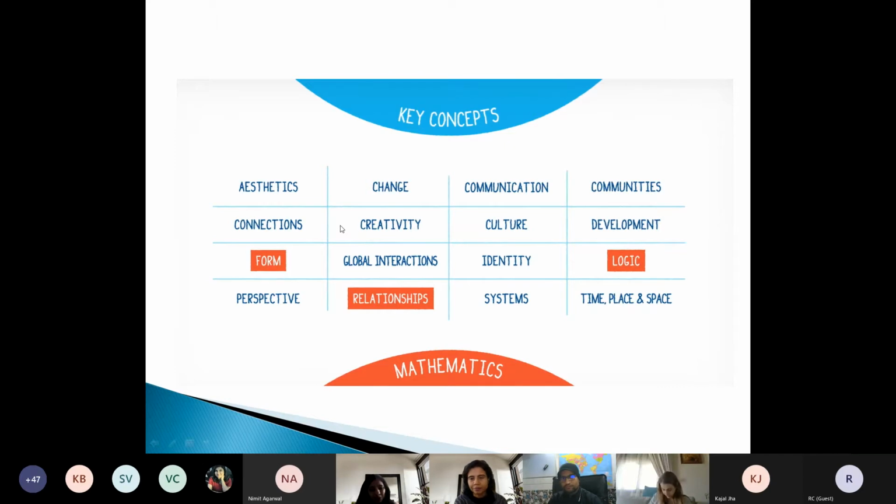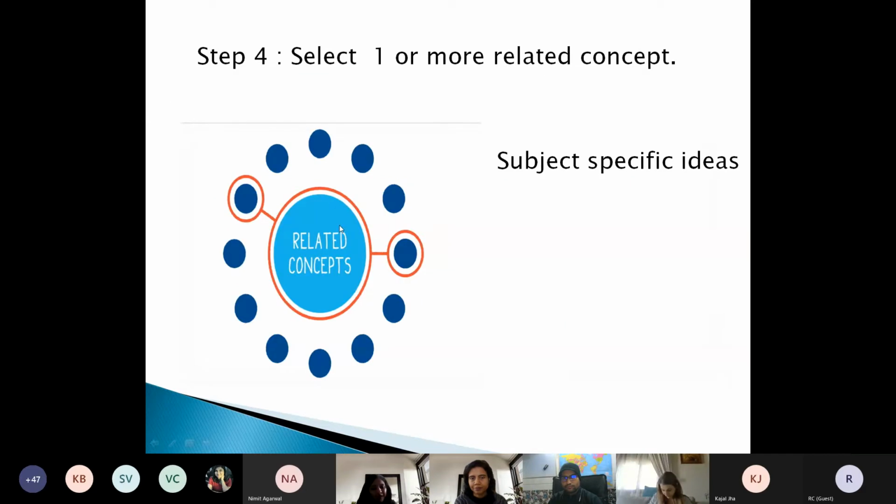Okay, so now we move on to step 2. And the next step is select one or two related concepts. Now, what are related concepts? Can we have some responses? Select one or more related concepts, but before we understand, we want the audience to answer, what do you understand by related concept? Okay, we already have a show of hands. Yes, Yes, Miss Arti, yeah.